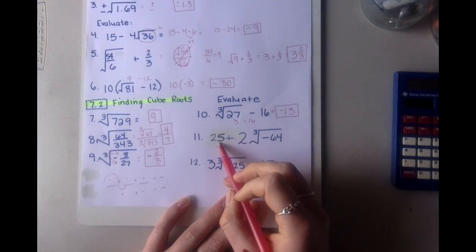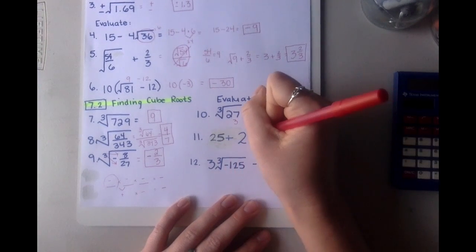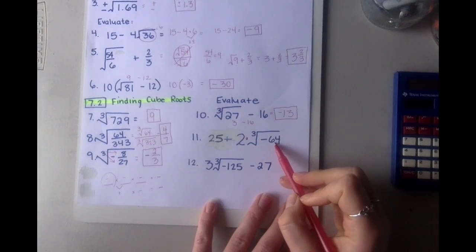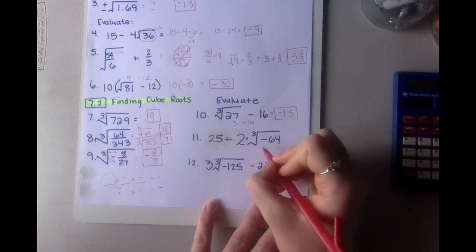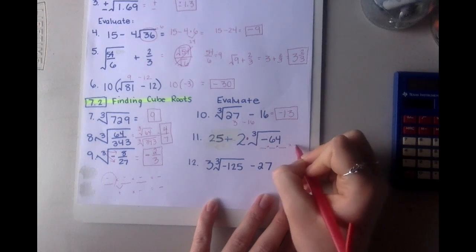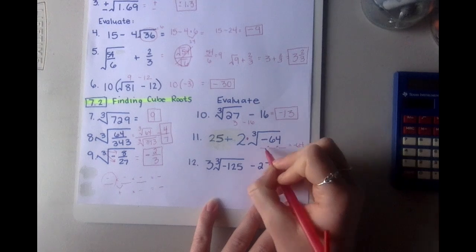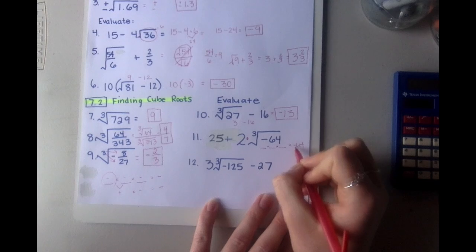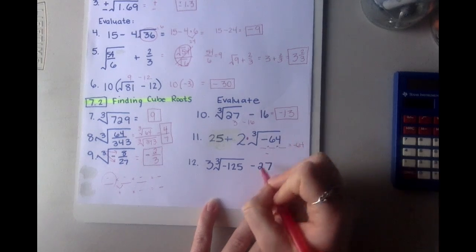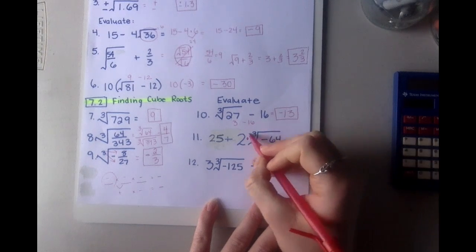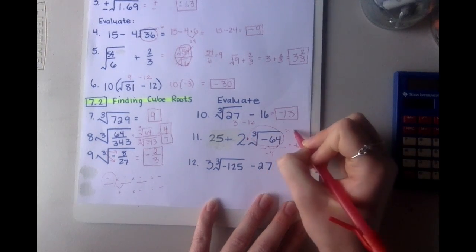Here I have 25 plus 2 times whatever the cube root of a negative 64 is. Now I think, again, what times what times what will equal a negative 64? Well, I know a negative times a negative times a negative will equal a negative number, so my answer will have to be a negative. And then what's the cube root of 64? Well, that's 4. So I know that this whole thing equals negative 4.